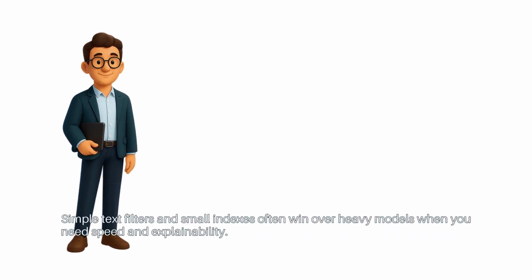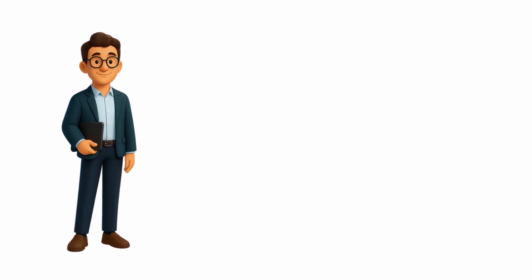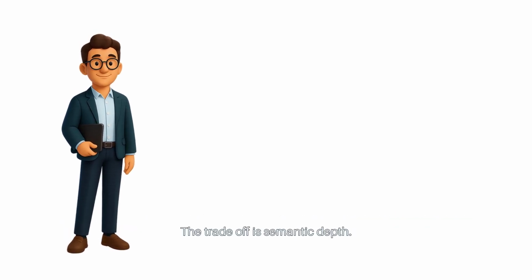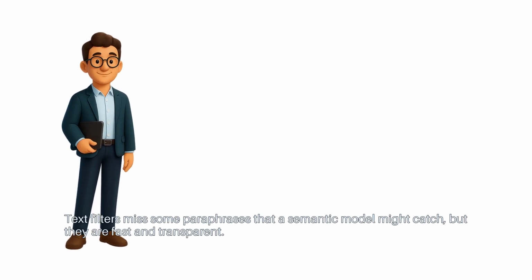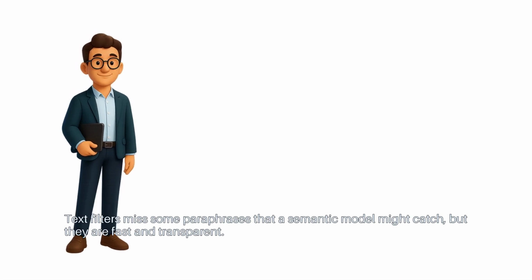Simple text filters and small indexes often win over heavy models when you need speed and explainability. The trade-off is semantic depth. Text filters miss some paraphrases that a semantic model might catch, but they are fast and transparent.